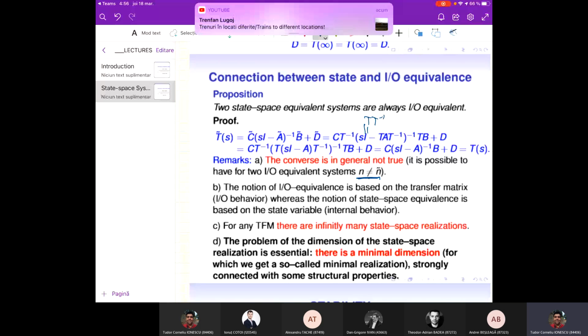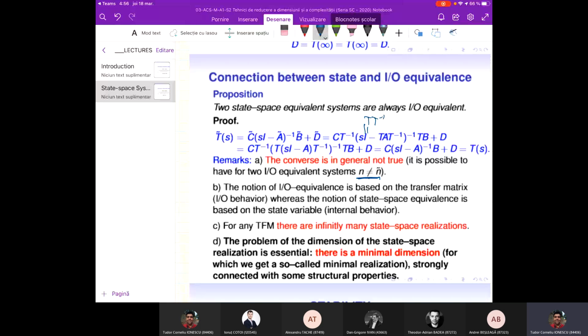Note that the notion of input-output equivalence is based on the transfer matrix, so it's based on input-output behavior, whereas the notion of state space equivalence is based on the state, so this is related to the internal behavior of the system. For any transfer function matrix, there are infinitely many state space realizations. So for a transfer function, we can write an infinity of matrices A, B, C, and D due to the state space equivalence. And this is very interesting and very important.